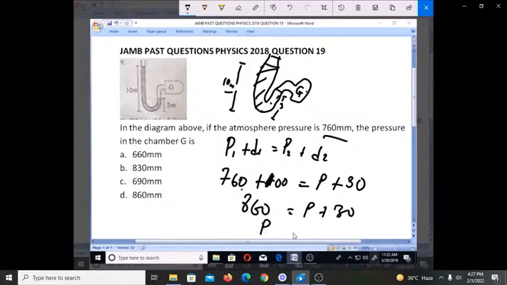So making P the subject, P is equal to 860 minus 30, which will give us 830 millimeters. And that makes B the correct answer using this simple formula. So check it out, and that is how you can come around the answer.